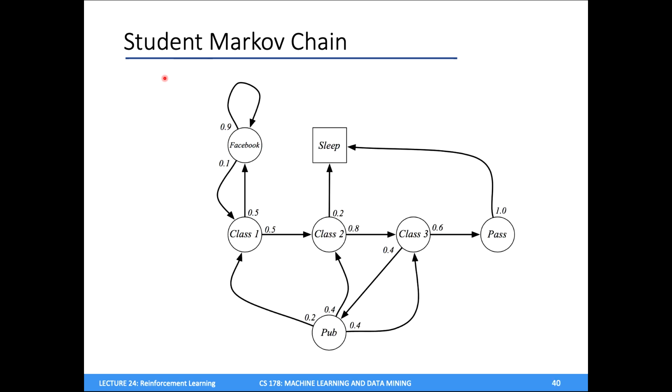Okay, let's see an example. So this is the so-called student Markov chain. Our states here are what a student is currently doing. So they might be in class 1, class 2, class 3, and their state at the end of the day might be whether or not they pass this class. We've got another state for sleeping, another state for going to the pub, and one for being on Facebook. So if you can't tell, this is an old example because we've got Facebook here and not something else.